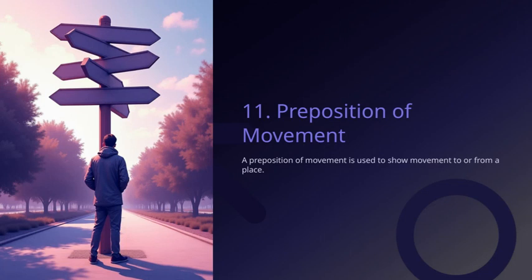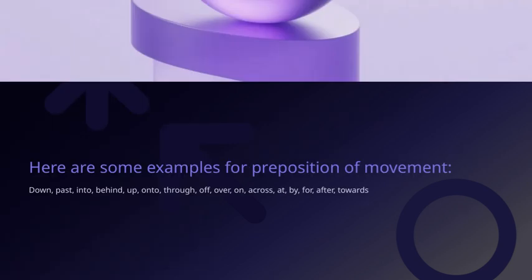A preposition of movement is used to show movement to or from a place. In this slide, we're focusing on how these prepositions help us express direction and motion clearly. For example, words like to, from, into, and out of are common prepositions of movement. They tell us where someone or something is going or coming from. This is especially important in language because it helps us create vivid, precise descriptions of actions involving movement. Remember, understanding these prepositions enhances our ability to communicate movement accurately, which ties into the overall theme of mastering clear and effective language. Now let's take a look at some common prepositions of movement.